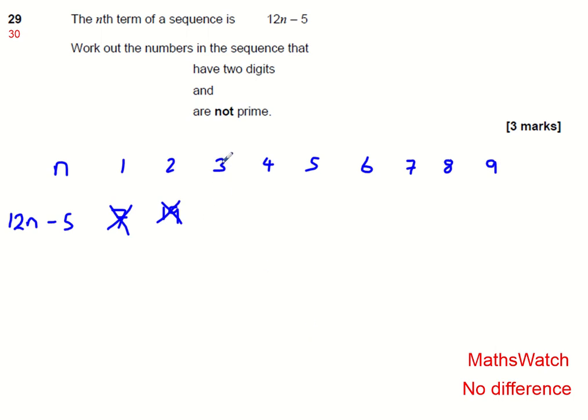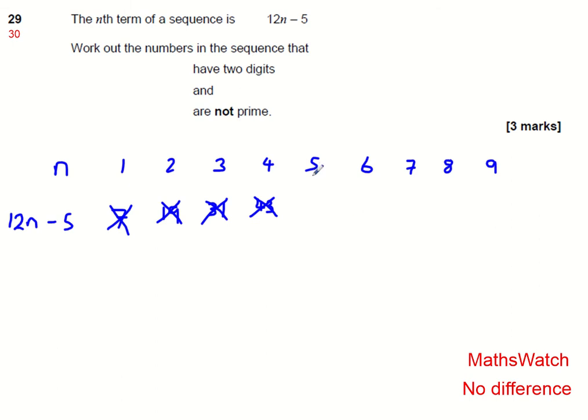12 times 3 is 36, minus 5 is 31. Once again, that has 2 digits, but that's a prime number. We don't want prime numbers. For 4, 12 times 4 is 48, minus 5 is 43. That's also a prime number, so I'm going to eliminate it.